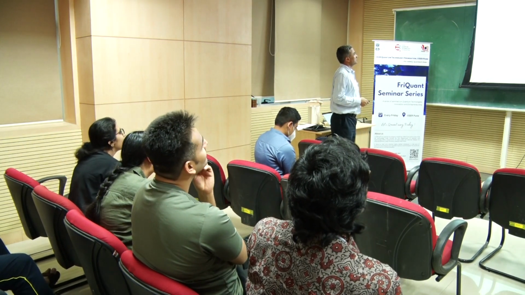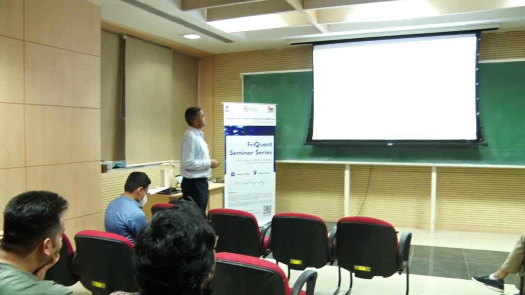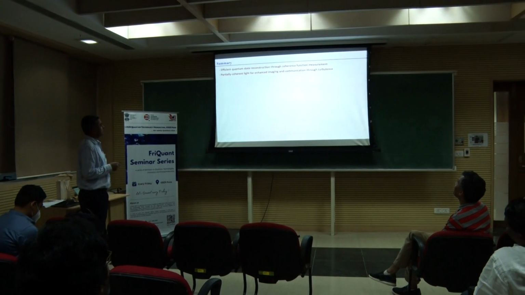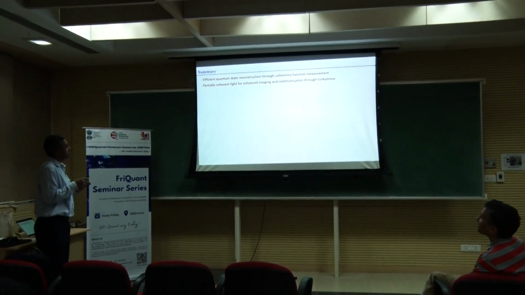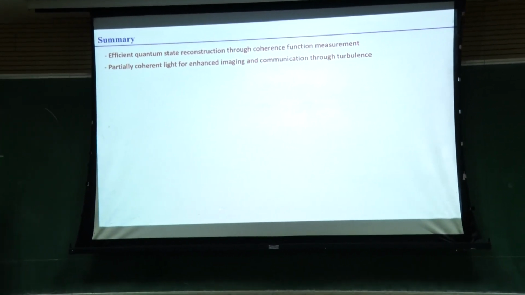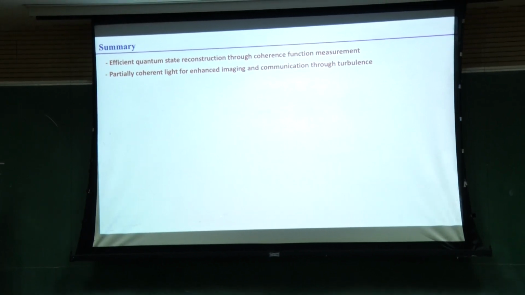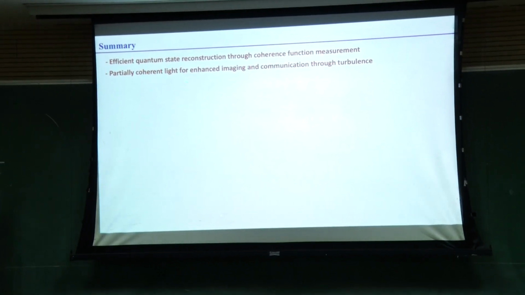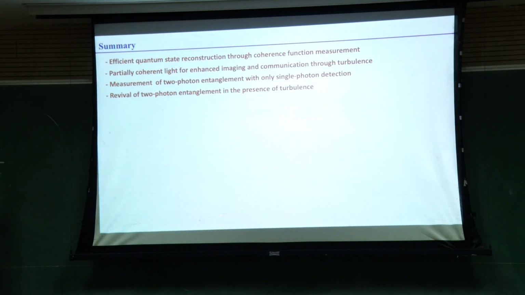So this is the summary. What I have talked about is efficient quantum state reconstruction through coherence function measurement. I think I was able to convey that state reconstruction is a very difficult problem, and for some classes of states we have been able to show that there can be an efficient way of doing it. Then I showed you some ways in which partially coherent light is better for imaging and communication. On this I didn't talk in much detail, but we have a way of measuring two-fold entanglement with just intensity detection, and that gives a much better signal to noise than methods based on coincidence. And then this feature of revival of two-photon entanglement in the presence of turbulence.